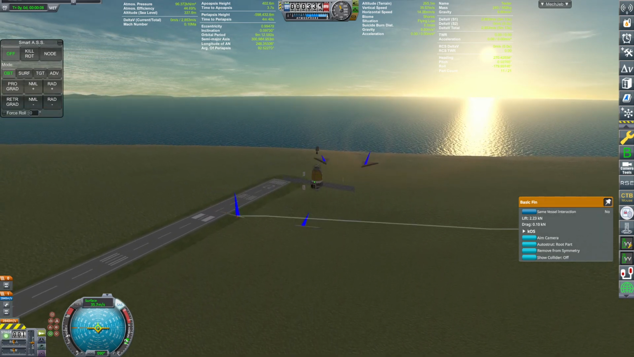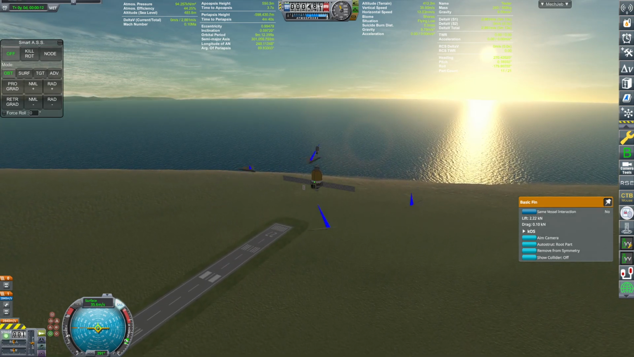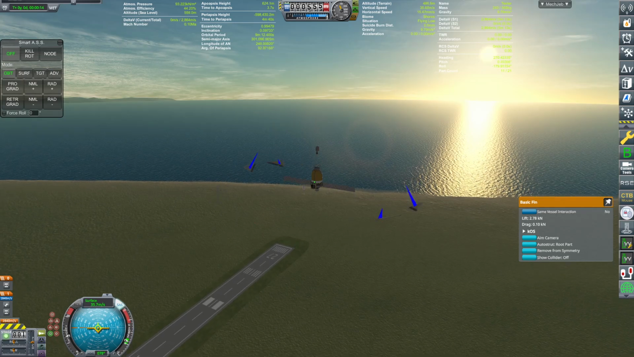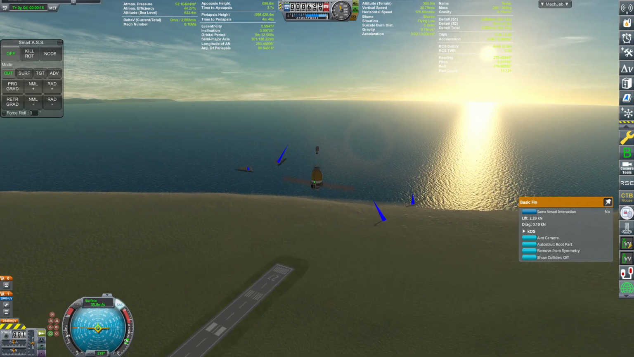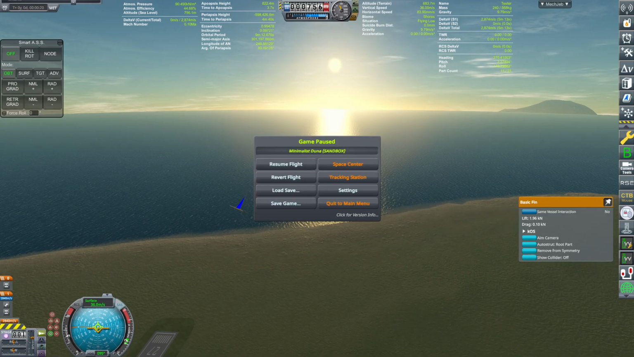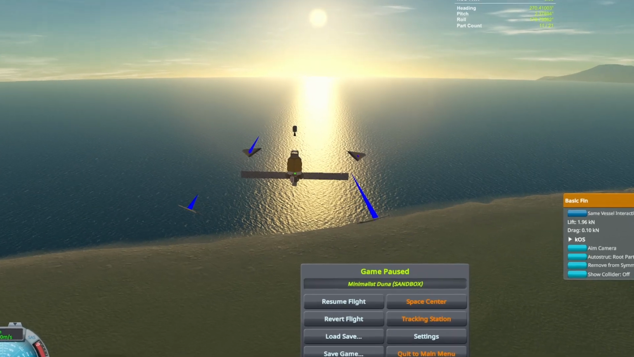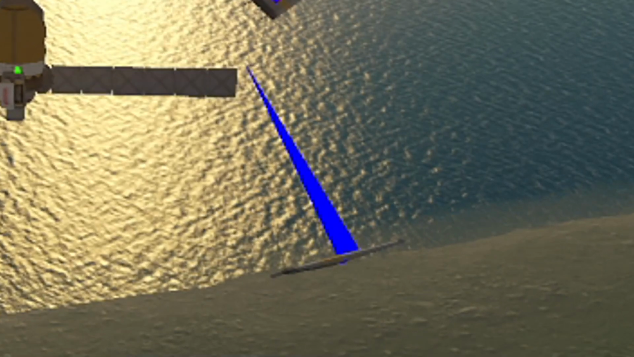However, if we look at the lift to drag ratio of the actual prop, we'll see that it is inordinately high, on the order of 30 or even more. If we pause the game and take a look at the props, we can see what's happening. Can you see it? The lift vector is actually bent towards the direction that the prop is rotating.